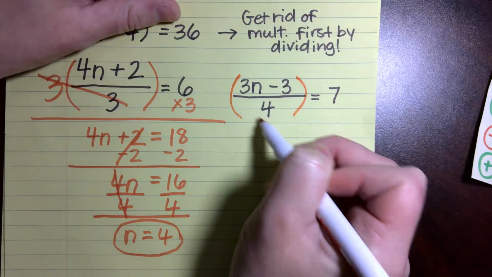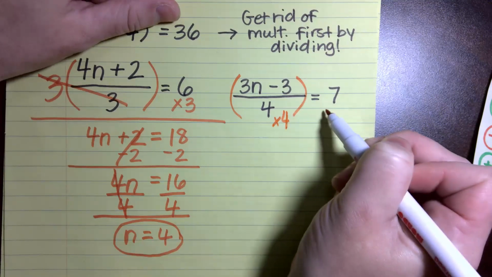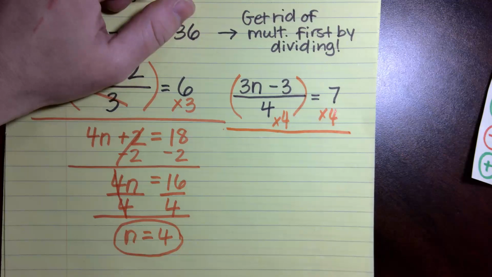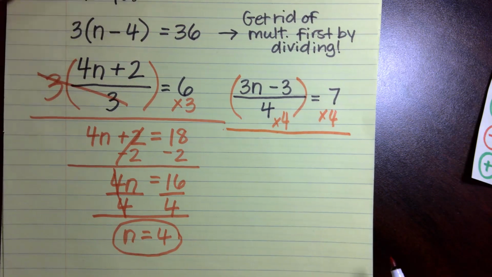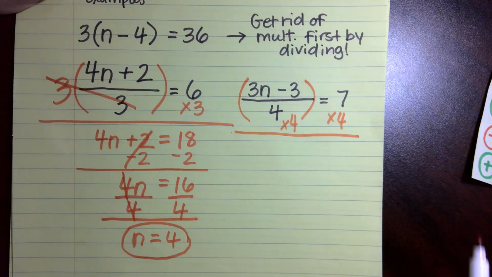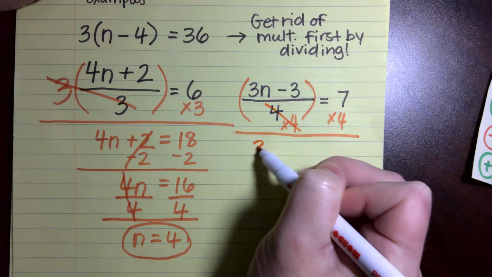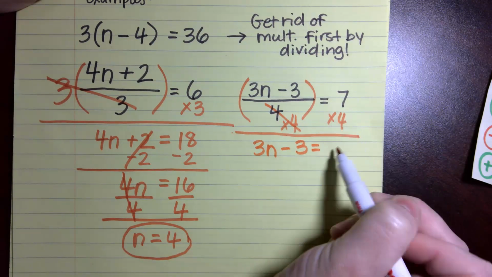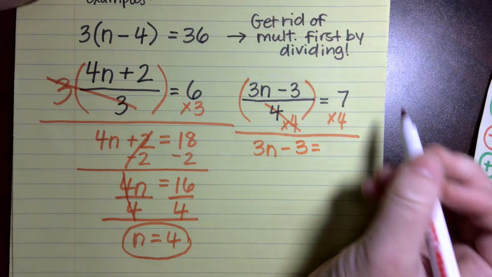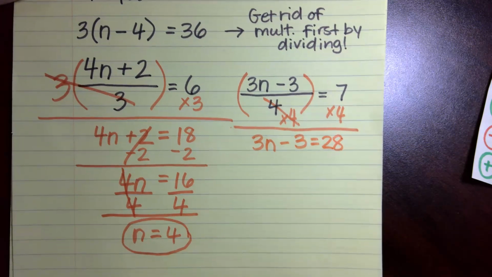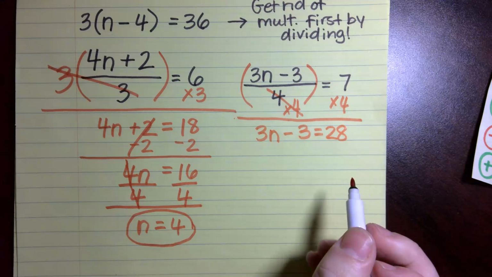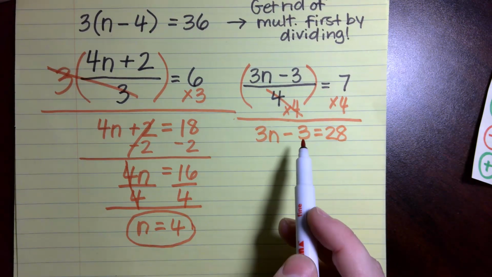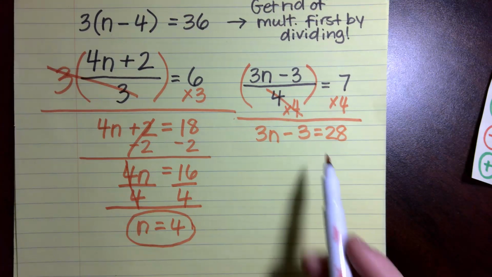I'm going to take it times 4. And then I got to do the same thing to this side. What happens next? You're going to bring down 3n minus 3. Those 4's cancel, so I've got 3n minus 3. Multiply 7 by 4. 7 times 4. And what's that? 28. Now what? You're going to divide 3n. Oh, I'm sorry. You're going to change the minus. Yes. Plus 3.